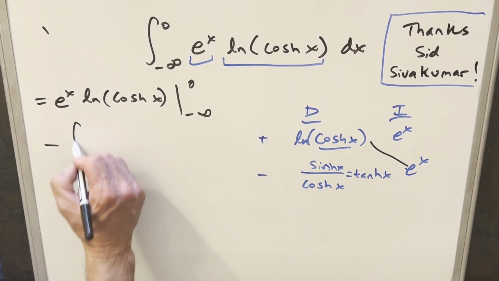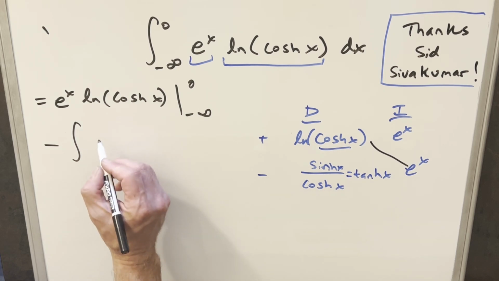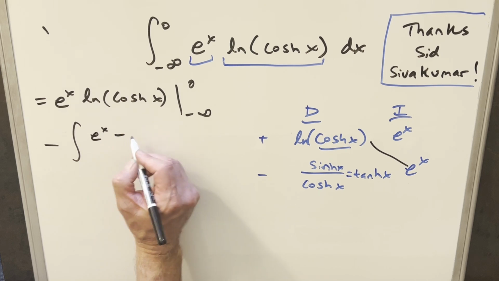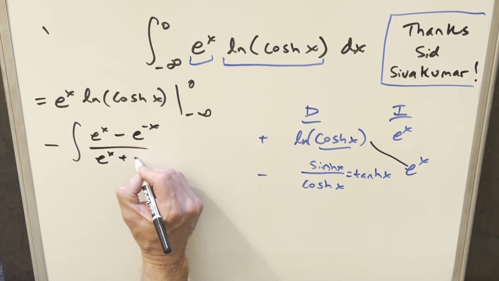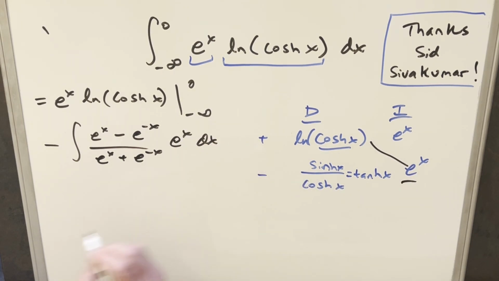But let's write tanh in terms of the exponentials. Just using the definition, I'll write this as e to the x minus e to the minus x over e to the x plus e to the minus x. We still have this e to the x in front here, dx. Then we'll go ahead and evaluate this first.